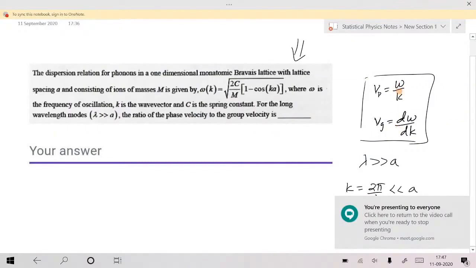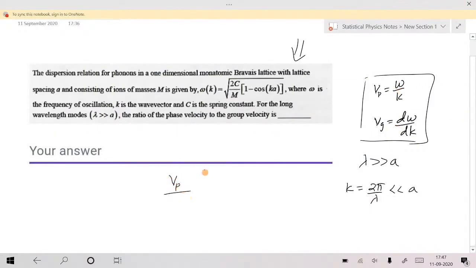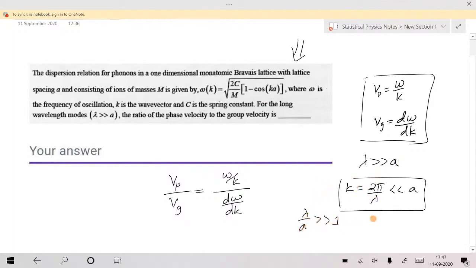So try to take the ratio of phase velocity divided by group velocity. That means omega by k divided by d omega by dk. So try to take the ratio and try to get into this approximation. I hope you will get some ideas here. What would happen if lambda is very much greater than a, then what will happen to k into a? Then lambda by a is very much greater than 1.